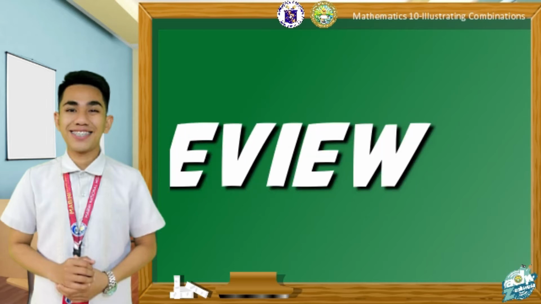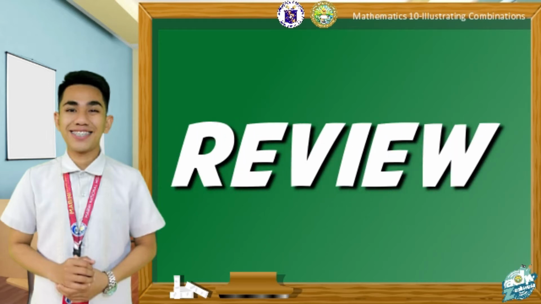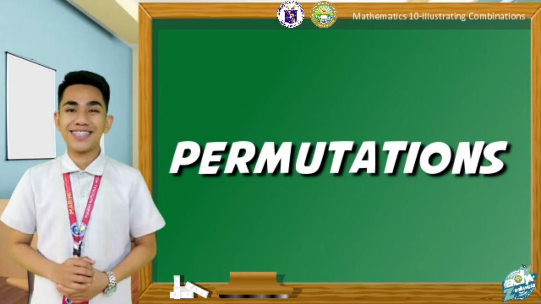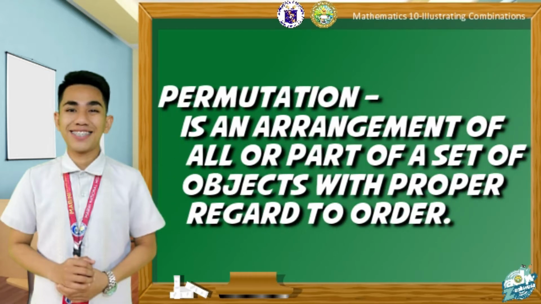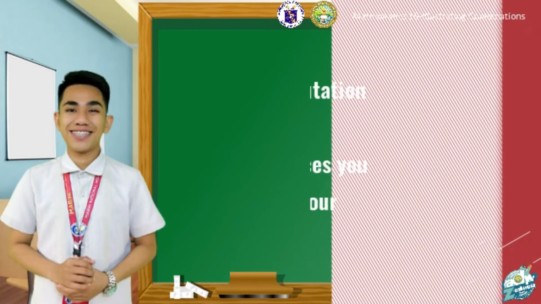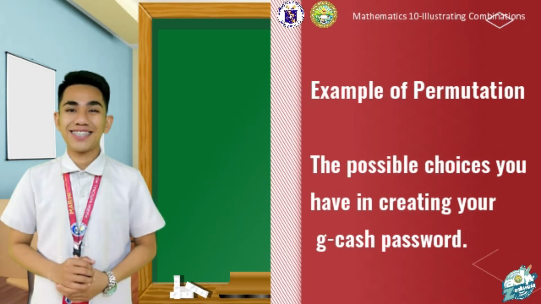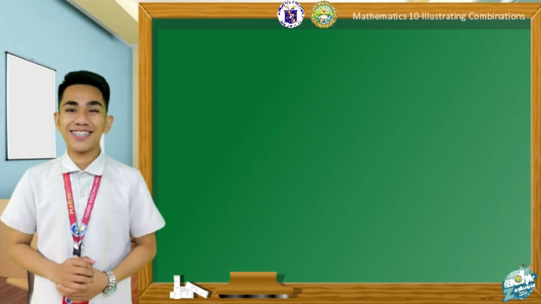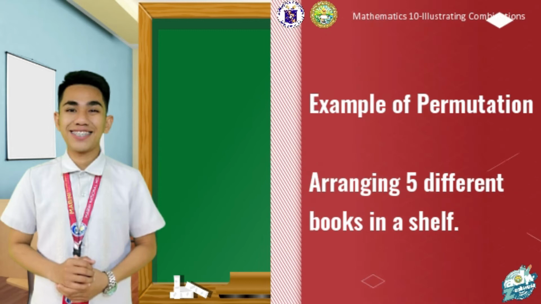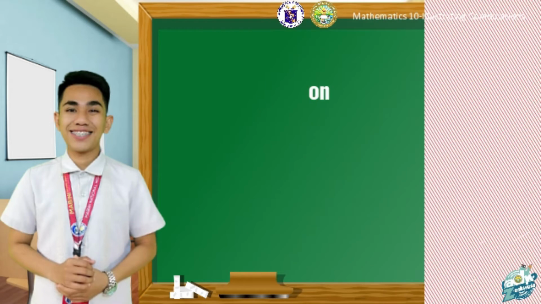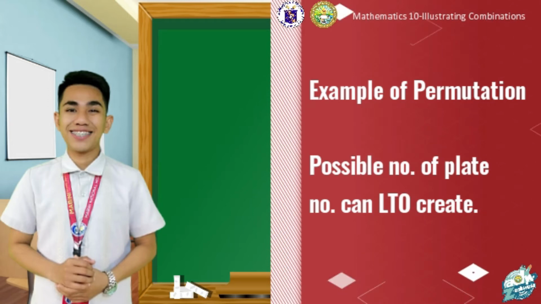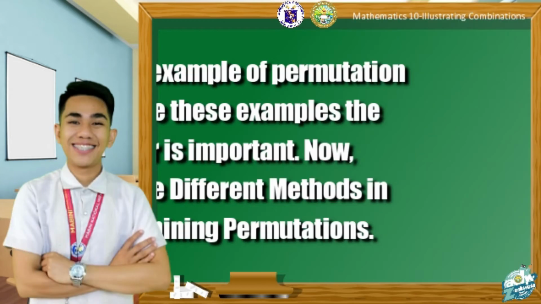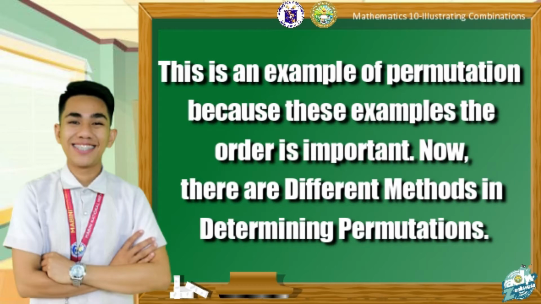Before we go to our main topic this morning, let us have a review on permutations. Permutation is an arrangement of all or part of a set of objects with proper regard to order. For example, the possible choices you have in creating your GCash password, arranging 5 different books in a shelf, or the possible number of plate numbers LTO can create. These are examples of permutation because the order is important.